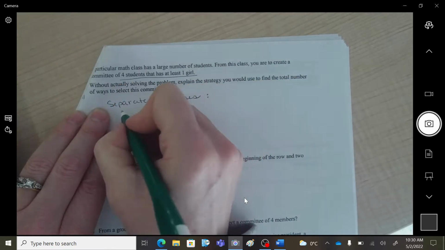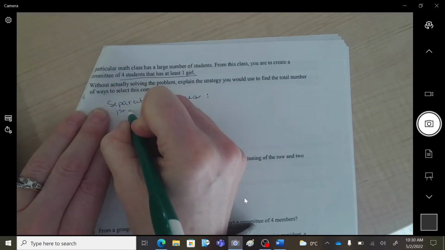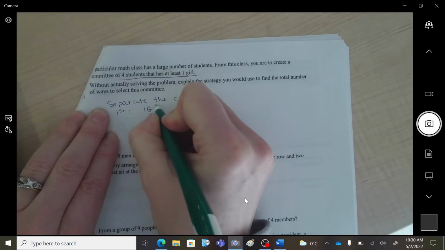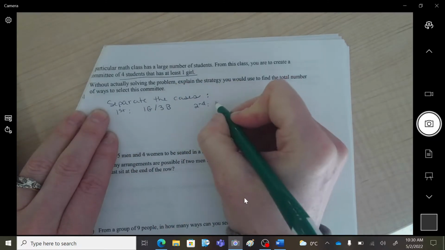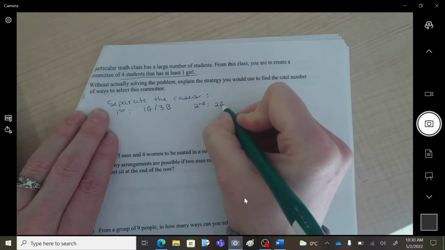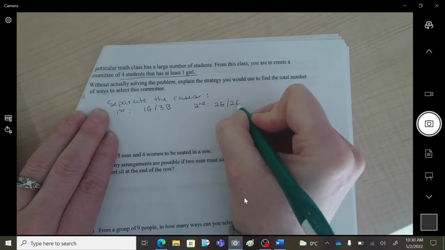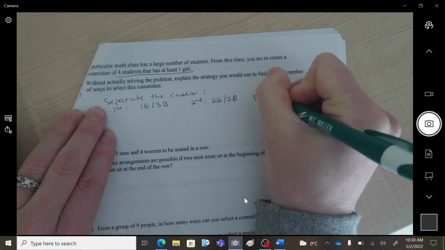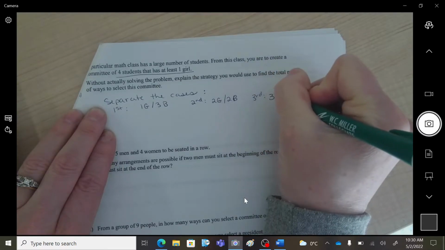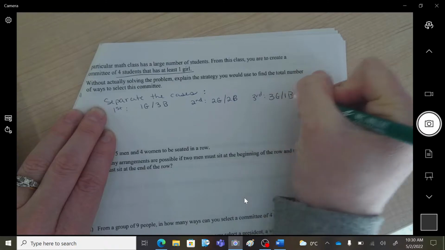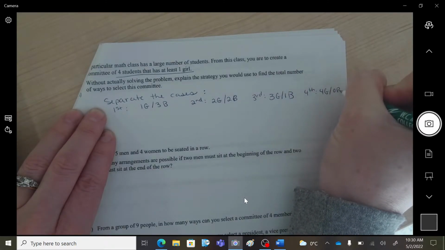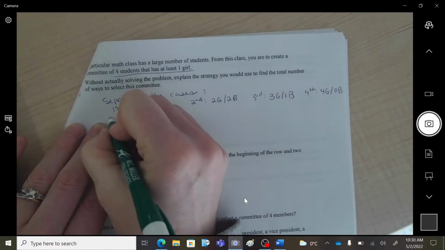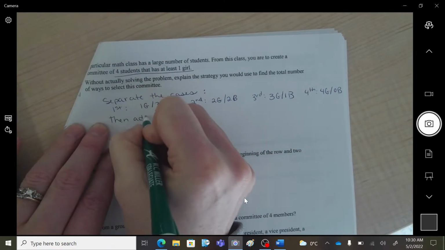You could go the first case with 1 girl and 3 boys. Second would be 2 girls, 2 boys. Third would be 3 girls, 1 boy. And the fourth would be 4 girls and no boys. And then add the cases.